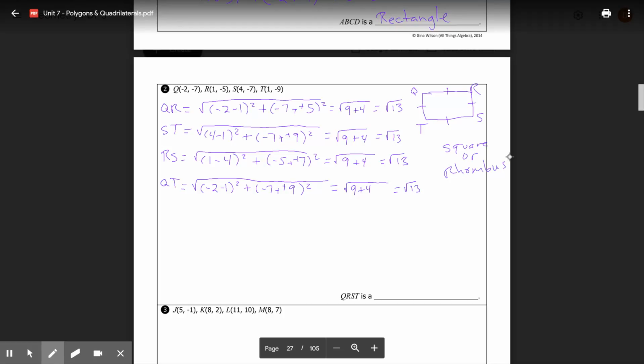The question is, are the diagonals the same? If the diagonals are the same, then it's a square. If not, it's a rhombus. So let's take a look at those ones. So we need QS.